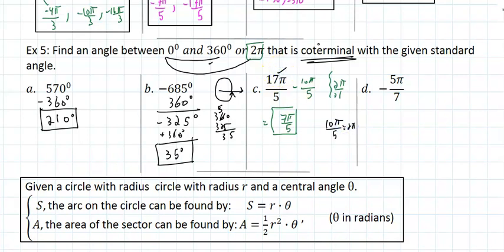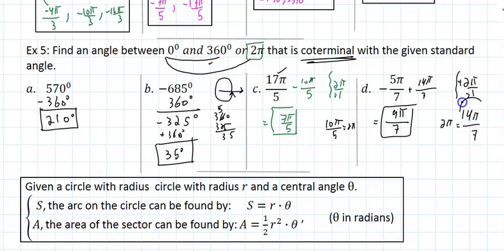Done. What if I have negative 5 pi over 7? Well, the same thing. I want to add 2 pi to it, but I need it to be over 7 for this to make sense. Multiply by 7 top and bottom. That's 14 pi over 7. If I add those, 14 minus 5 is 9 pi over 7. That's between 0 and 2 pi, because 2 pi, if I want to make it over 7, that's 14 pi over 7. As long as this number is between 0 and 14 pi over 7, it's fine, it'll work.